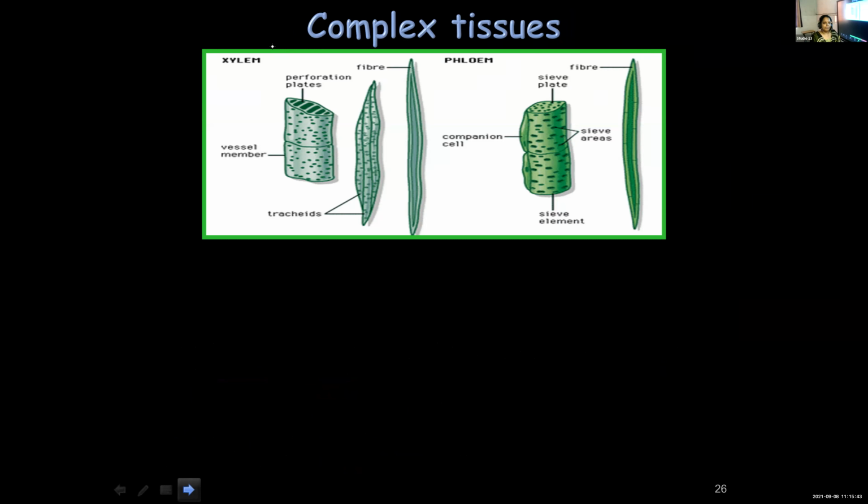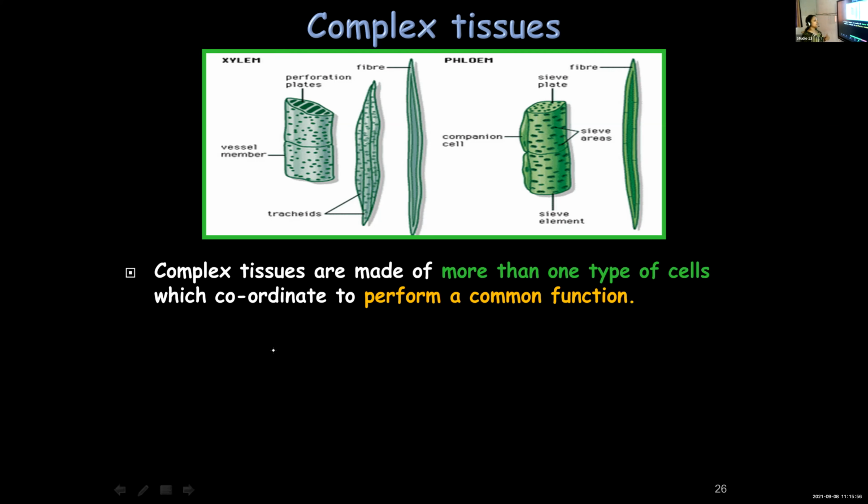We call parenchyma, sclerenchyma, and collenchyma simple tissues because they are made up of just one kind of cell, only one type of cells. But in complex tissues, more than one type of cells are present and they all work together to bring about a common function. So you call them complex tissues. In simple tissues, only one type of cells. In complex tissues, more than one type of cells are there, but all these cells together perform a common function.